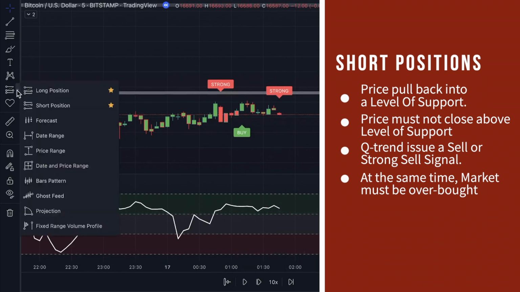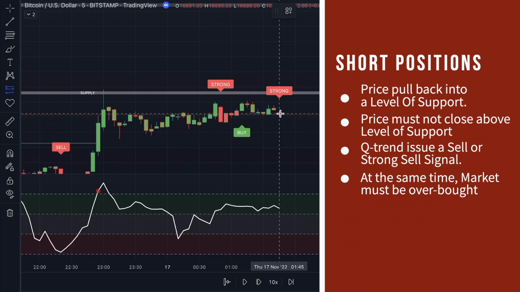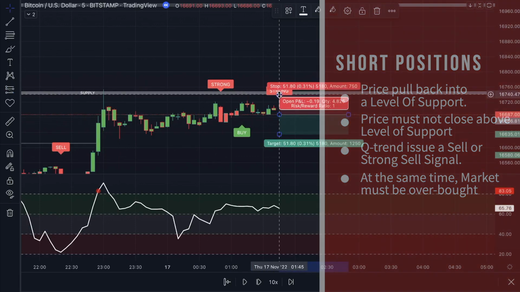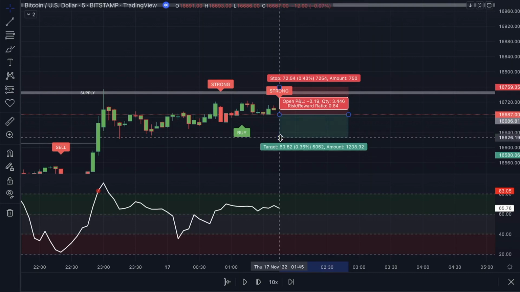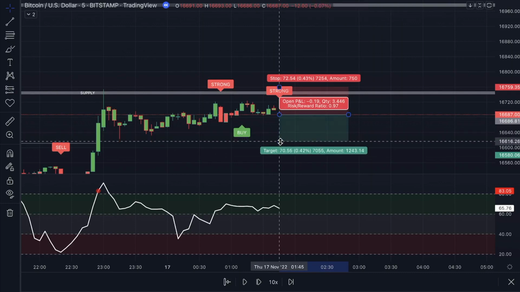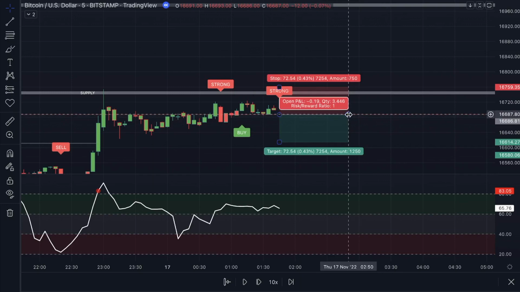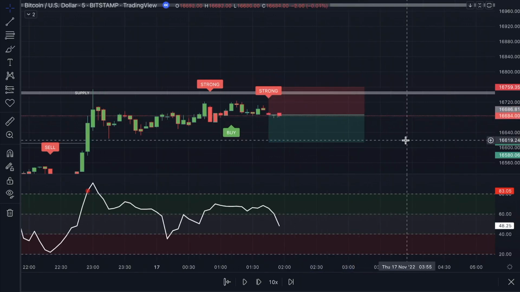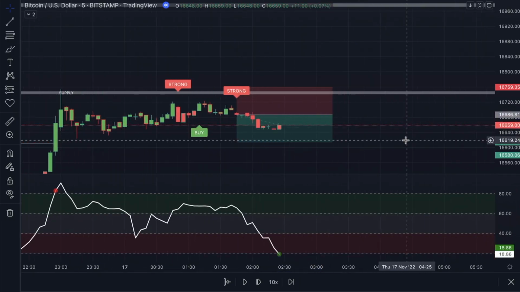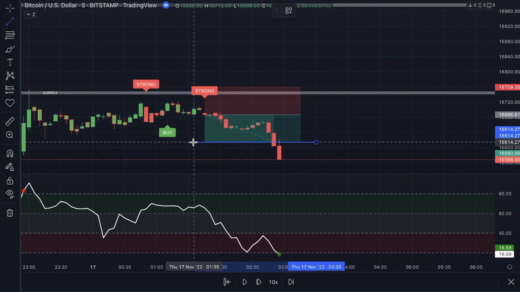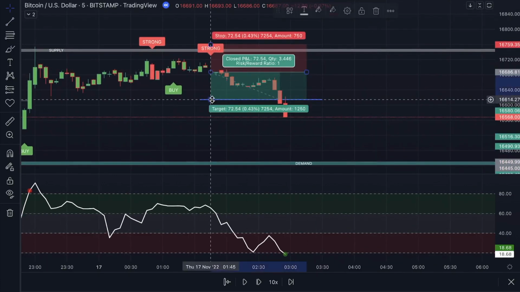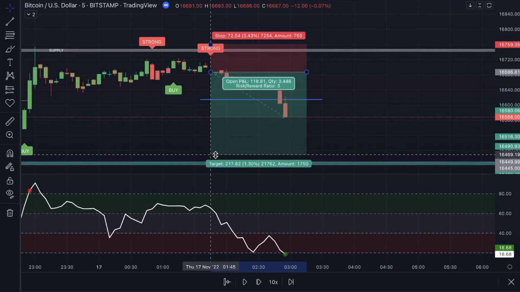Once all three conditions are met, we are going to enter in a short position at the close of the trigger candlestick. Our stop loss will be placed just above the level of support. Just like the long positions, we are going to set our take profit at a 1-to-1 ratio. Once the price reaches that point, we are going to move our take profit up to a ratio of 3-to-1 and move our stop loss up to the original profit target.